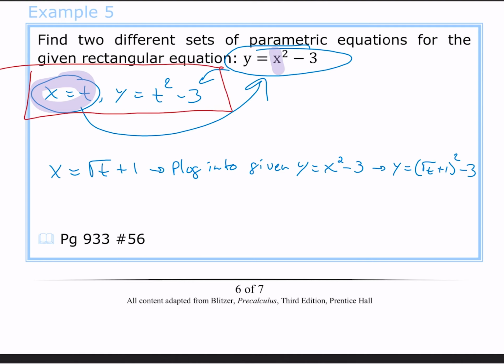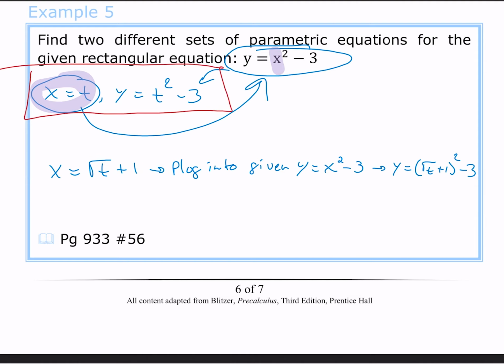So have we done it? Are we there yet? Well, we've got an x equals equation that's in terms of t. That looks like a parametric equation. We've got a y equals equation that's in terms of t. That looks like a parametric equation too. I think we're done. If I were you, I would clean up this equation a little bit. So let's do that, and then we'll have our two answers.